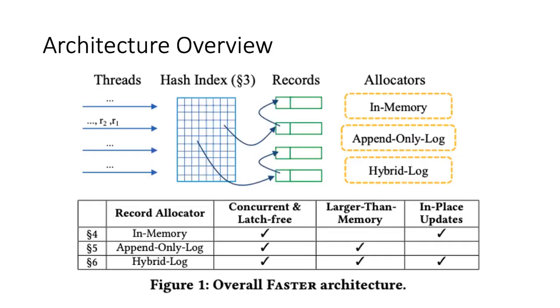So just as a quick overview of the architecture, we have a lot of threads accessing a hash index. And inside the index, we have these pointers to records, which we can just say are almost like key value pairs. And then depending on what type of workload we have, we can either have a totally in-memory and append-only log, or this new hybrid log that they introduced.